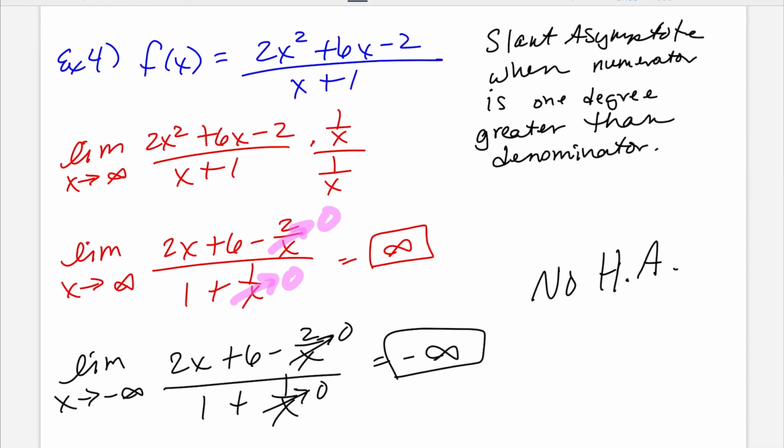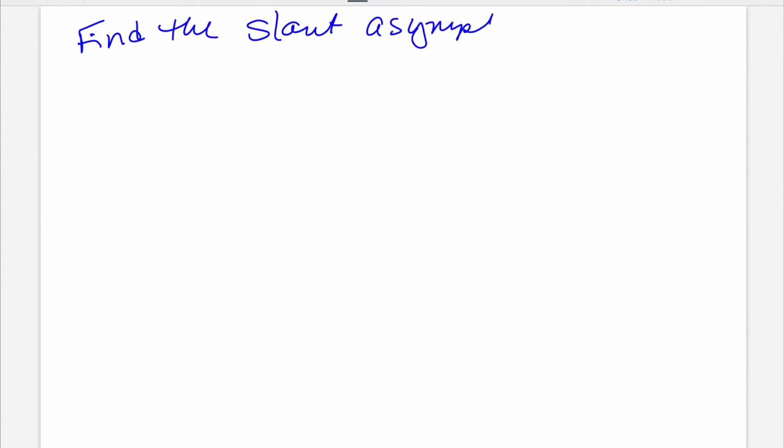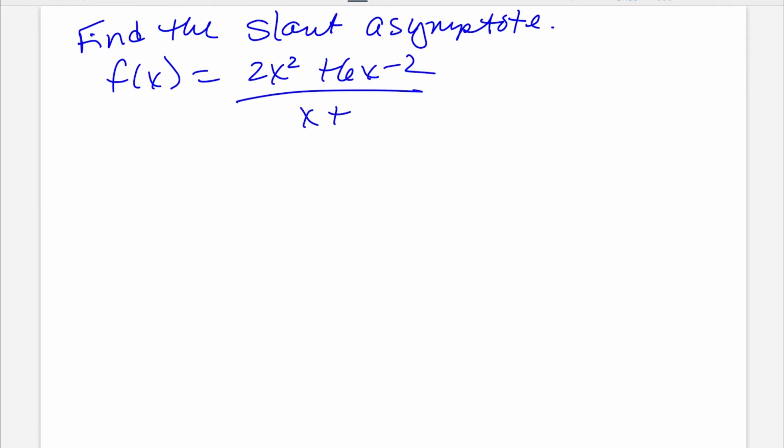Oops, I'm out of room. So we're going to go to the next page. Find the slant asymptote of this function. f of x is equal to 2x squared plus 6x minus 2 over x plus 1. I don't care how you do this. That is up to you, if you want to do the long division way or if you want to do synthetic. And we know we can do synthetic division because this is just an x.